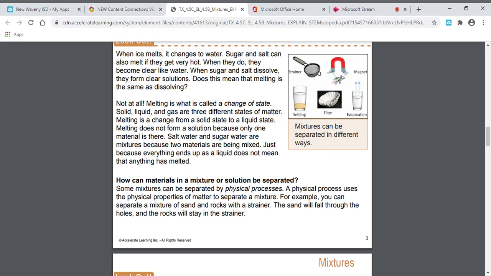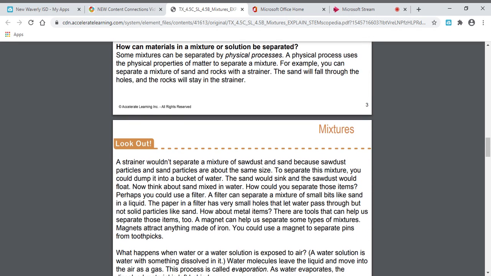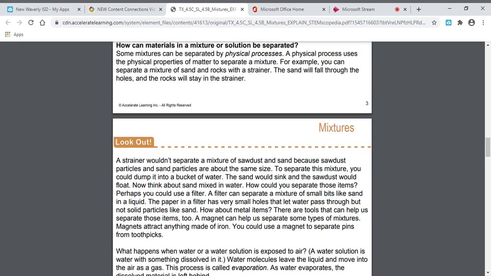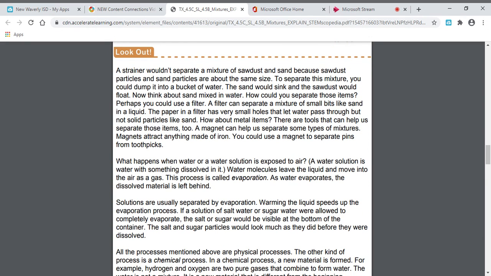How can materials in a mixture or solution be separated? Some mixtures can be separated by physical processes. A physical process uses the physical properties of matter to separate a mixture. For example, you can separate a mixture of sand and rocks with a strainer. The sand will fall through the holes and the rocks will stay in the strainer.